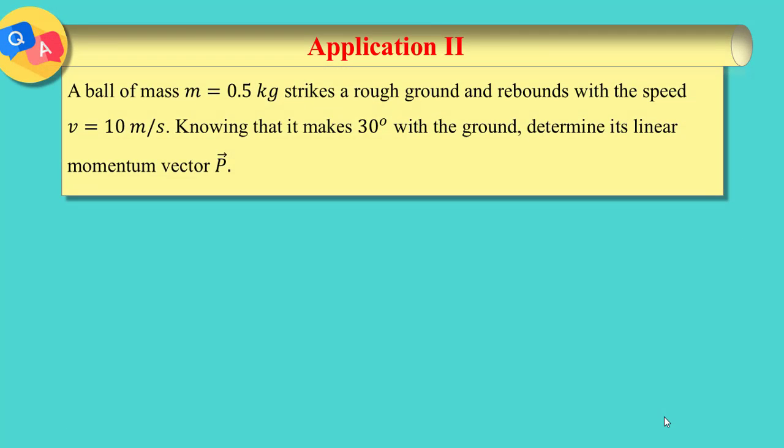Another application, a ball of mass m equals 0.5 kilograms strikes a rough ground and rebounds with a speed v equals 10 meters per second.